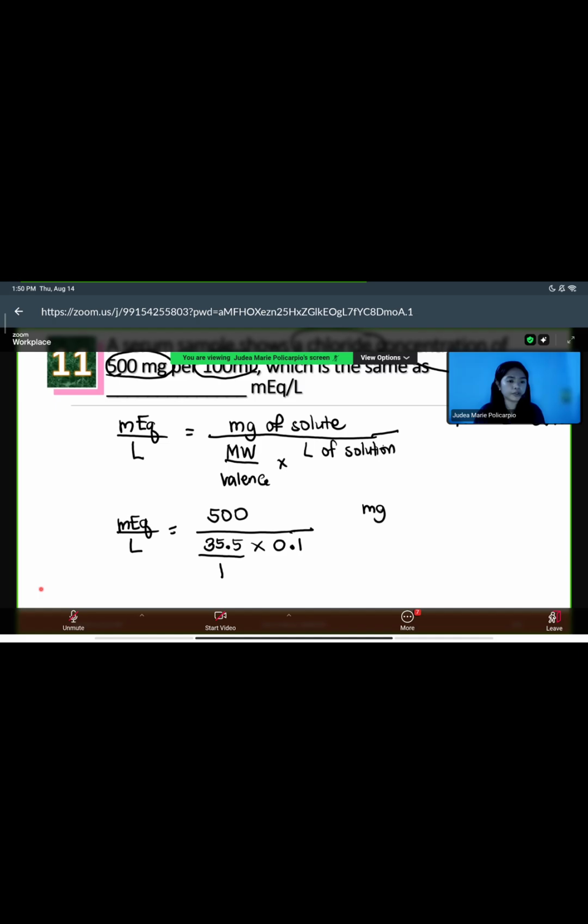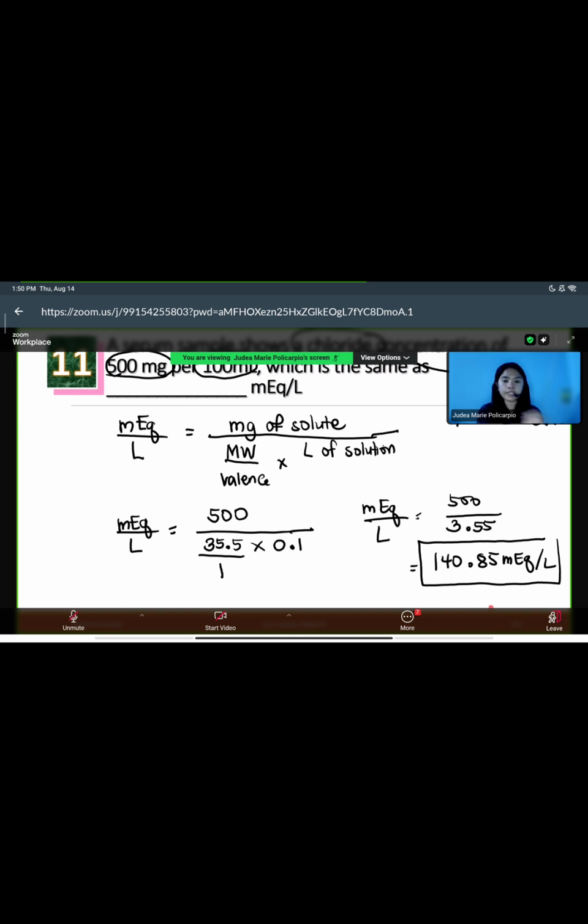Milli-EQ per liter. So, milli-EQ per liter, okay, ano mangyayari? We have 500 on the numerator. Divide natin by 35.5 over 1 would give us 35.5. Multiplied by 0.1, that would give us 3.55. Okay, and what is 500 divided by 3.55? So, let me check it out. 500 divided by 3.55, that would give us 140.85. I-round off na natin. 140.85 milli-EQ per liter.